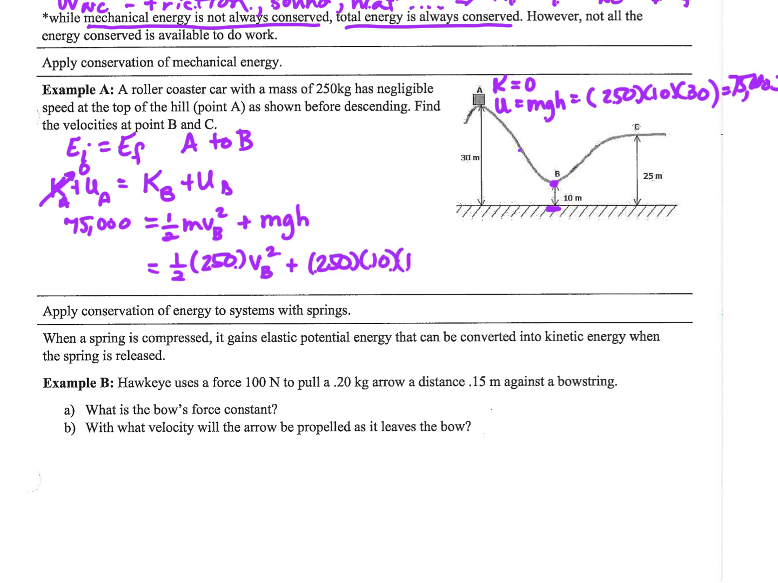So let's work this out. We're going to take 75,000 and subtract this 250 times 10 times 10 from it. And that gives us 50,000. So we'll go over here.